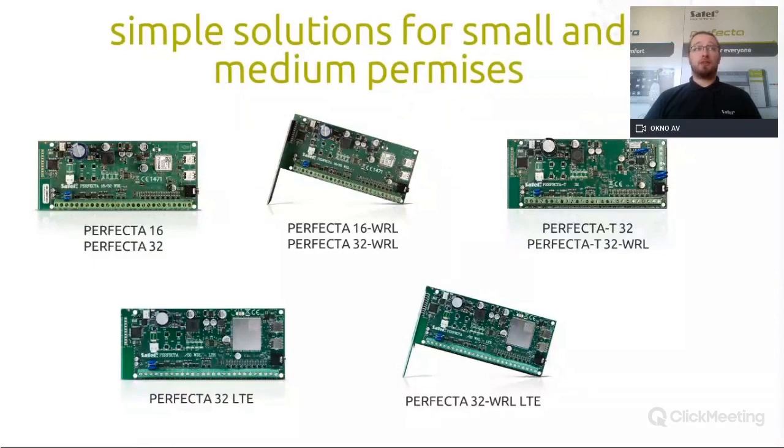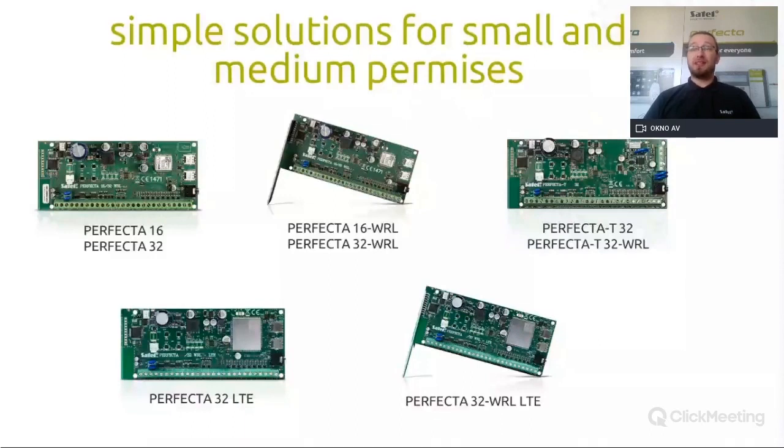You will see that there is also Perfecta on the left side in the middle. So you have Perfecta without an additional prefix, and then WRL. WRL means wireless. So this panel has a possibility to use wireless detectors, sensors, sirens, keypads, and of course key fobs. So there is a wireless module on board, as you see on the left side with the antennas and all the stuff. So this is what WRL means.